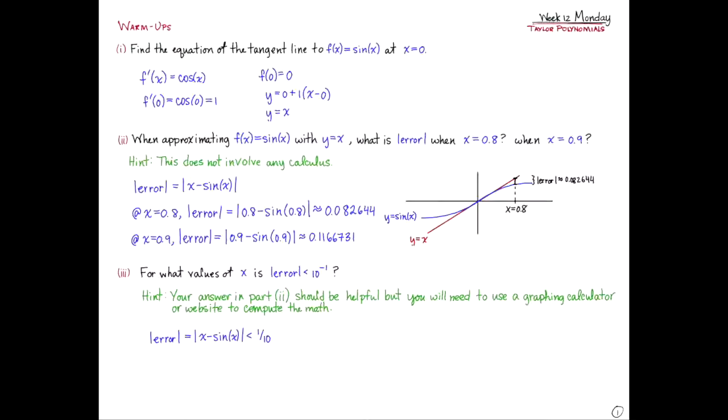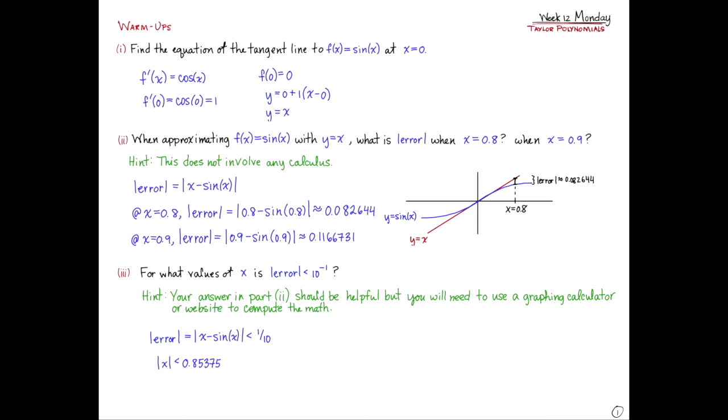Unfortunately, this is not an equation that we can solve algebraically, so you would need to use your graphing calculator or some type of math website to solve this equation for us. When we do, we find that the absolute value of x is less than 0.85375. This makes complete sense based on our work above, where we knew the error was going to fall somewhere within this interval. If we wanted to approximate f of x equal to sine x with x, that's really only going to work for very, very small x. In other words, x has to be really close to 0.